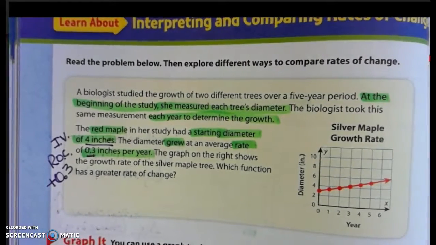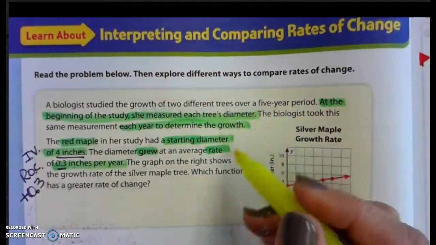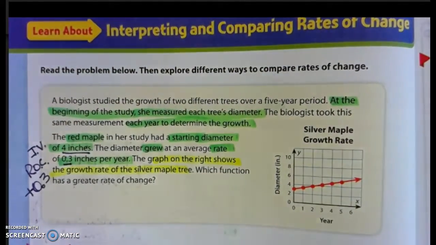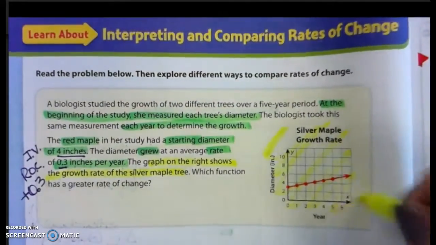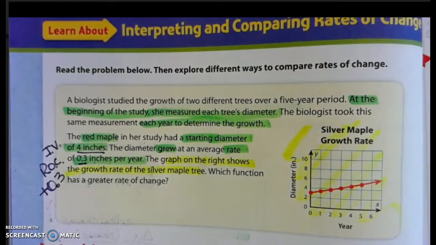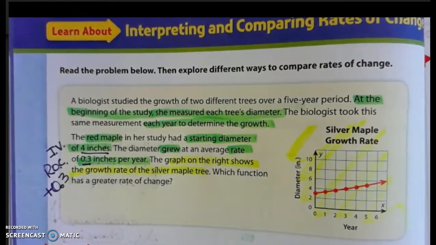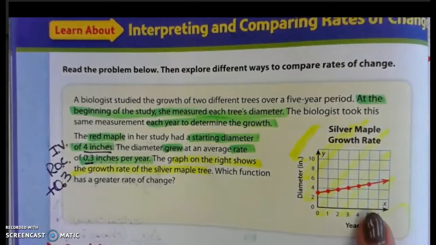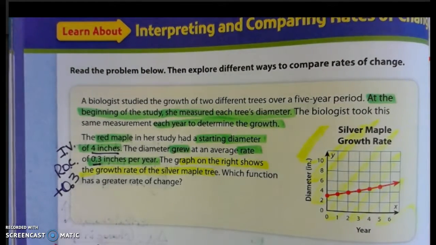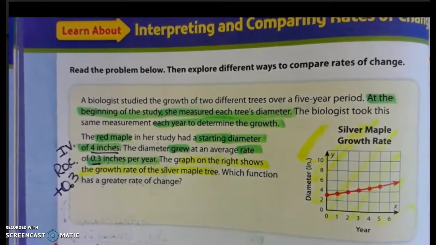Now, the second tree, the silver maple, is on the graph. She's not going to tell you anything about it. She just made you a graph. Now, graphs are great if you can read graphs and if they are in a good, usable format. This graph is okay. It's not bad. The graph that you have to make for the red maple, it's less useful. Sometimes graphs are not useful.